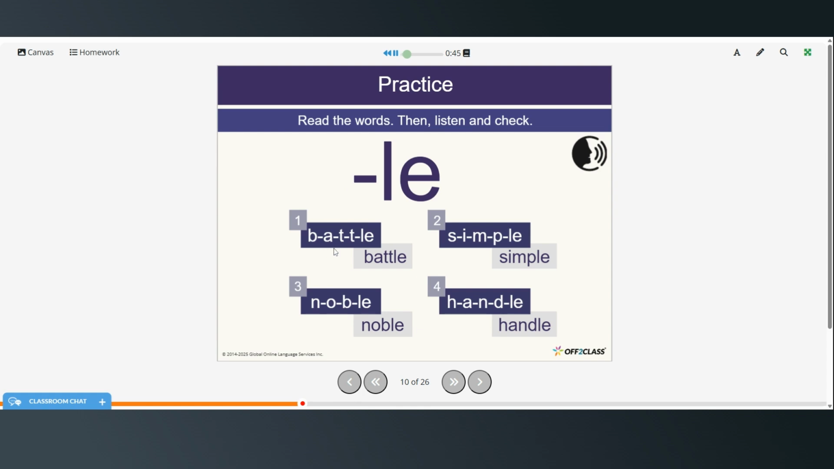b, a, t, t, o, battle. s, I, m, p, o, simple. n, o, b, o, noble. a, n, d, o, handle.